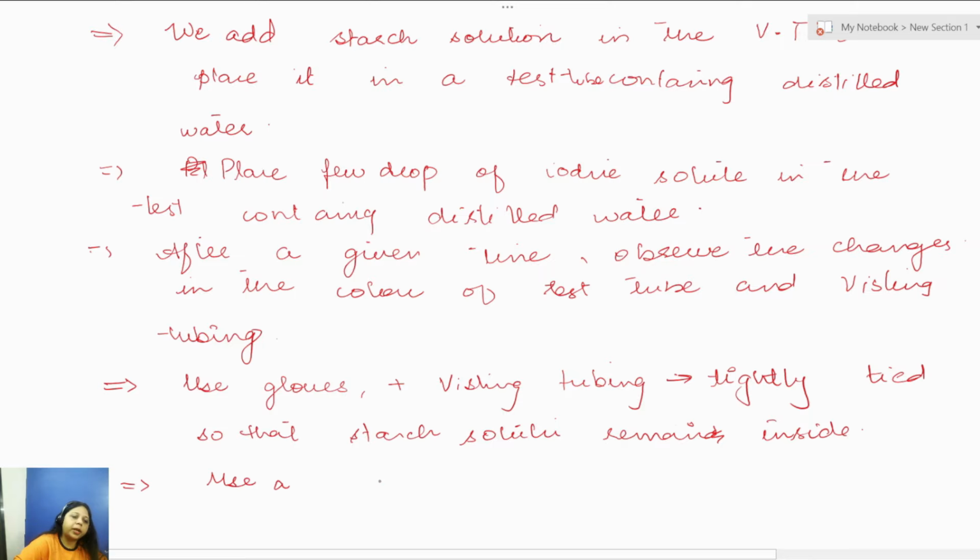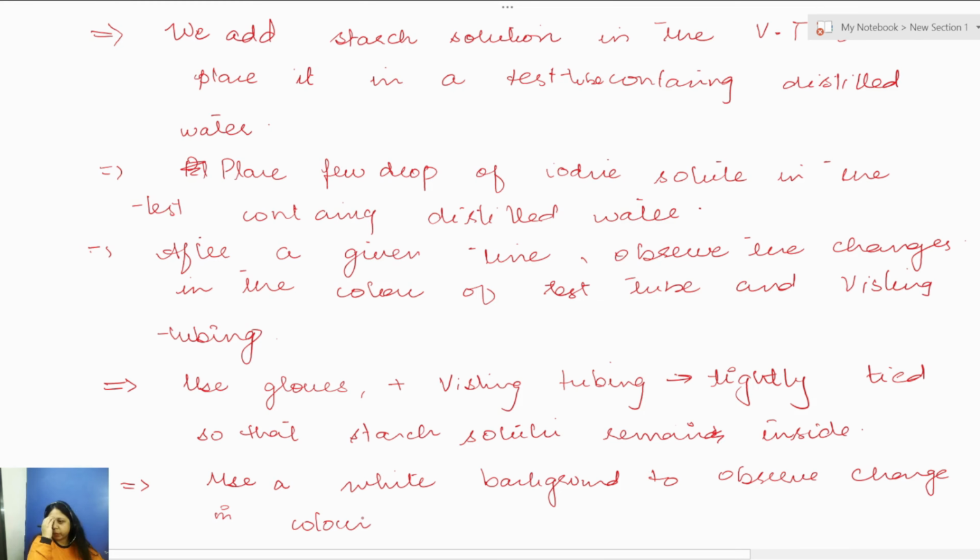Use a white background to observe, because here colors are involved. Change in color. You shouldn't be using a black wall. Clear?